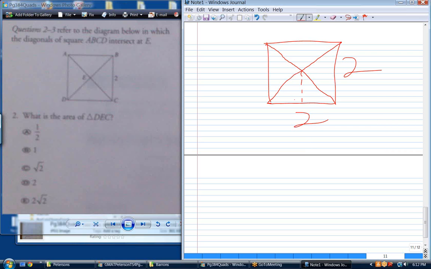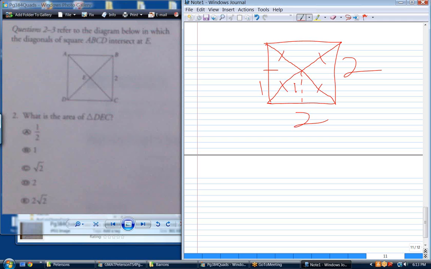I want to say 1. Exactly. When the two diagonals of a square cross one another, they bisect each other. This is equal to this, and this is equal to that, and the two diagonals are equal to one another, so all 4 of those pieces are equal, which means all 4 areas are equal. But it definitely means that it's 1 from there to there. So if that's 1, what's the area of that lower triangle?